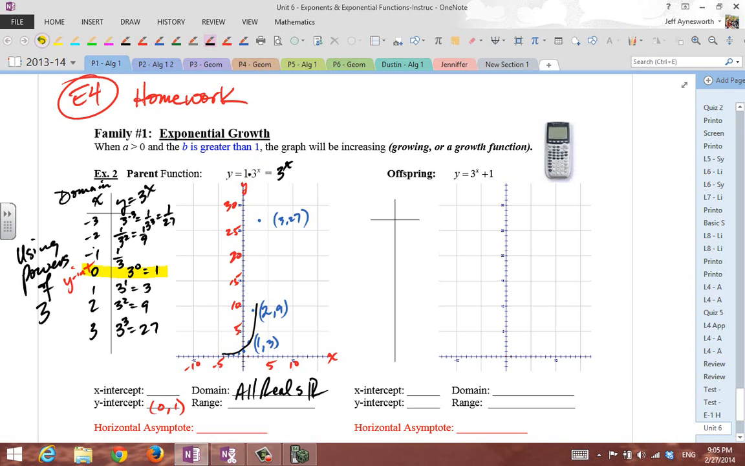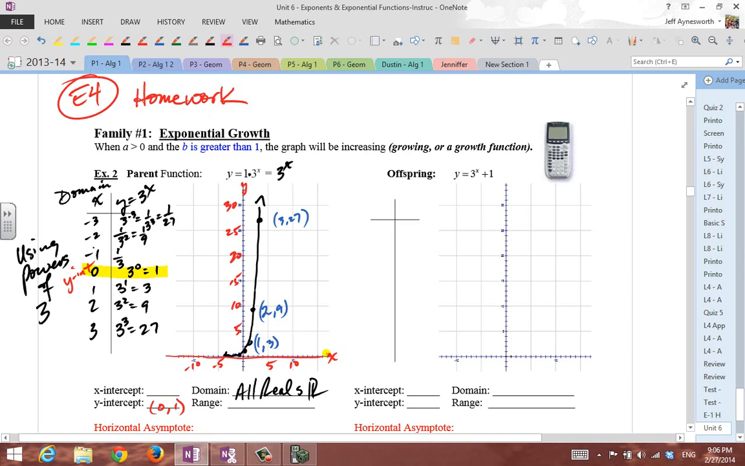Oh, missed it. Let me redo that. Use a pencil when you do this. Let me highlight these points. Make them bigger so you can see them better. All right, and it's asymptotic to the x-axis. So let's highlight that in through here. It's asymptotic to the x-axis.